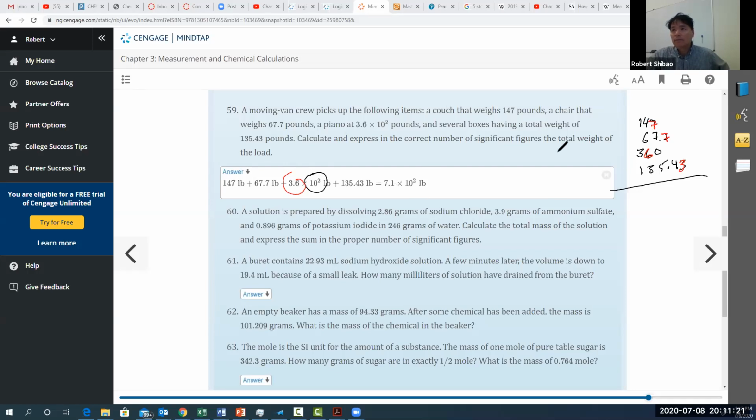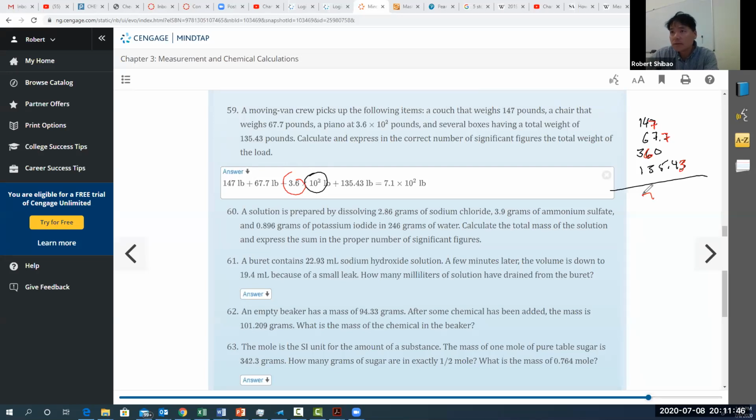So let's just add it up here. It's going to come out to 147 plus 67.7 plus 360 plus 135.43. And so that's going to give me 710.13 pounds. So, oops. Red.